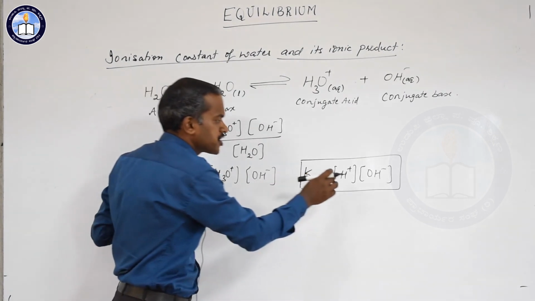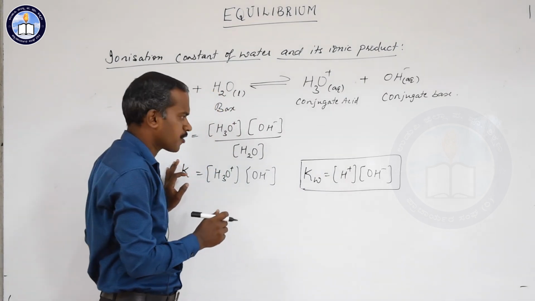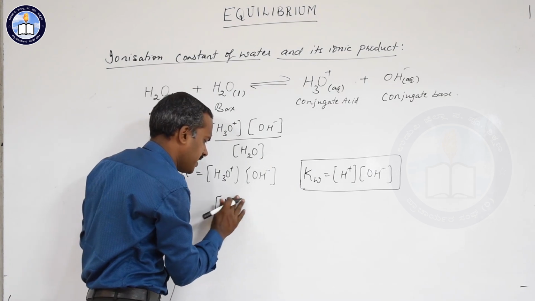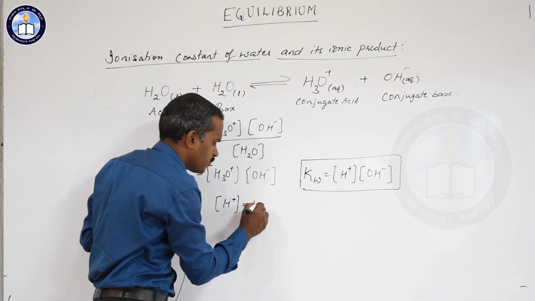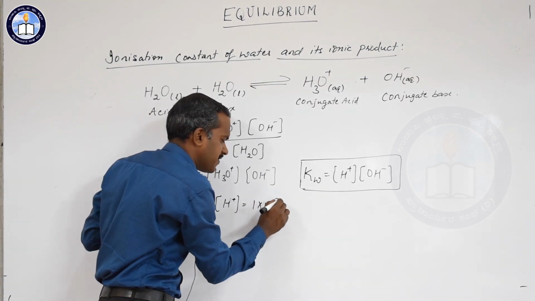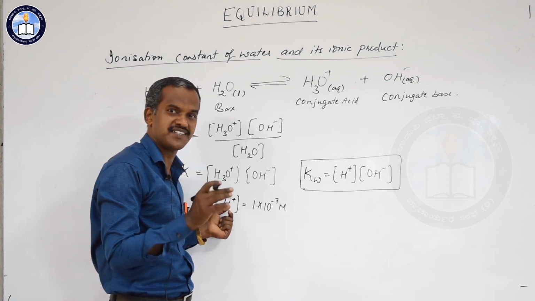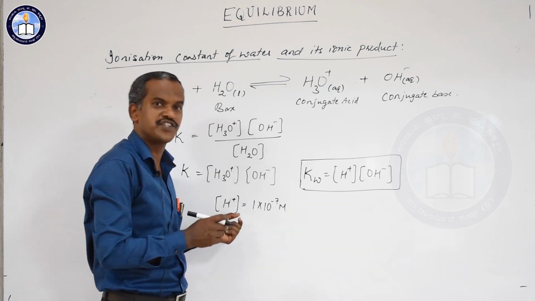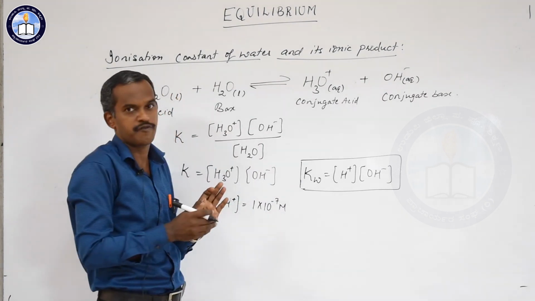Now experimentally, when the value of H plus ion concentration is calculated, this is not a theoretical value, experimentally the concentration of H plus ions is obtained as 1 into 10 to the power minus 7 molar, and the concentration of H plus is equal to the concentration of OH minus. With these values we can substitute and get a value of the ionic product of water.